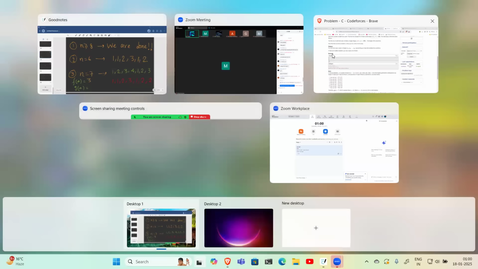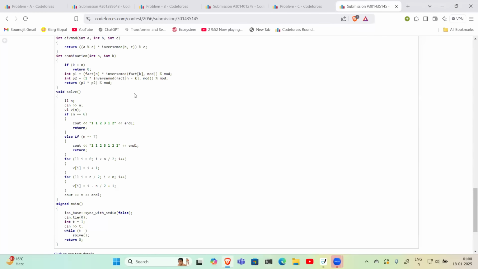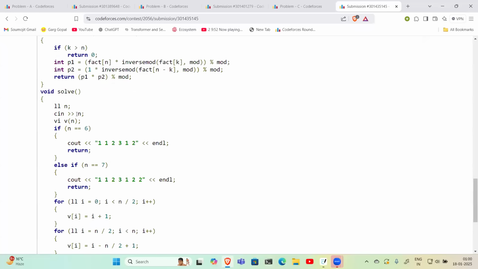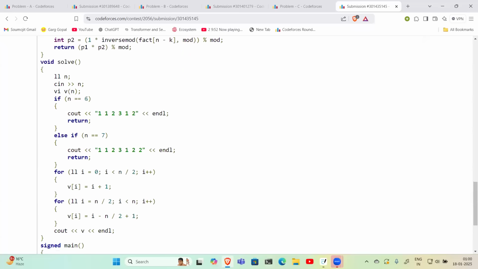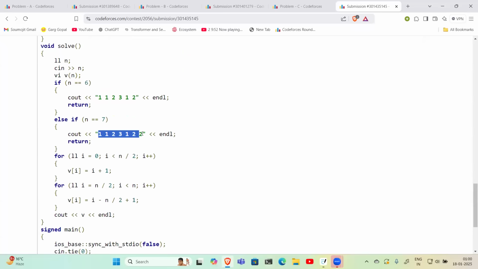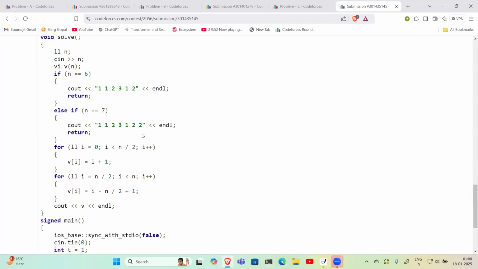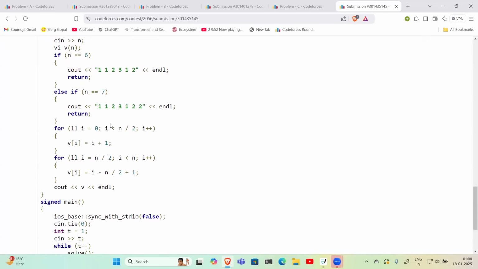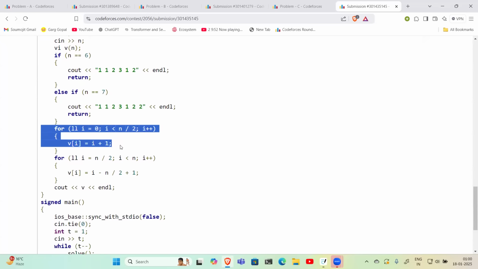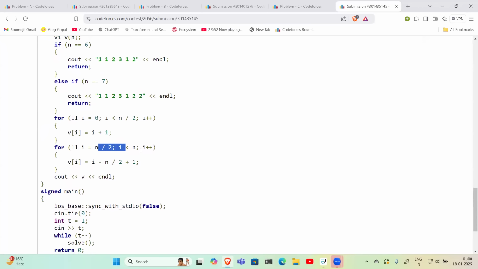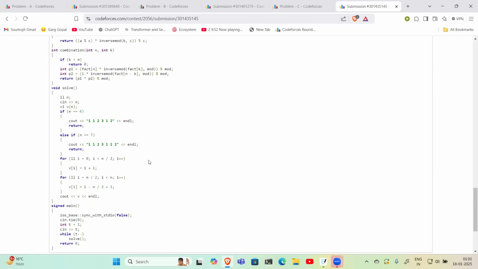So if you look at the code, it's very simple. I have taken n as input. I've made this vector where I will print. So if n is 6, I just copied, pasted the solution. If n is 7, I did the same thing. I just added a 2. You can also print what Amit has suggested, and there are multiple ways of doing this. And apart from that, I just go from 0 to n by 2, and then I just fill the elements from 1 till n by 2. And for the remaining part, I fill all the values i minus n by 2 plus 1. So basically, when i is n by 2, it prints a 1, and then it keeps on increasing. So that is what it is.